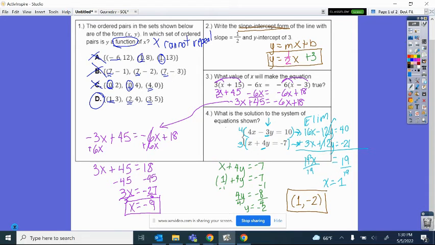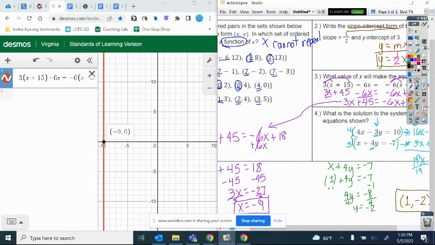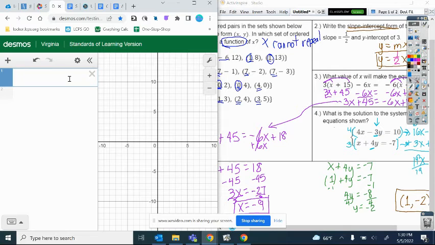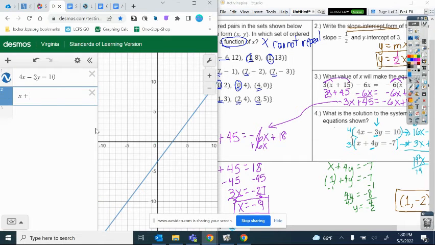Again, remember, on that SOL test, you have access to the graphing calculator. So you are more than welcome to type these two equations in and let that help us out as well. 4x minus 3y equals 10 from our top equation goes into its own line. Then the bottom equation, x plus 4y equals negative 7 for my other one.